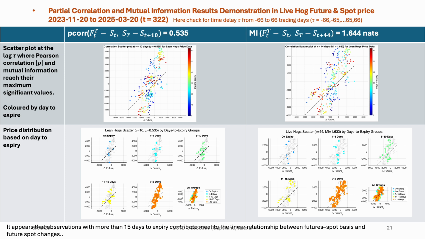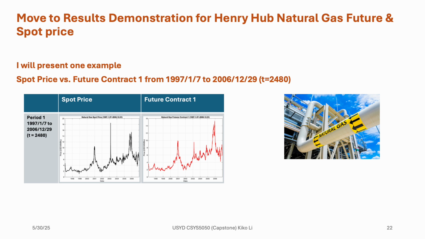I colored the data by days to expiry, and we could observe the price divergence for data far from the expiry day. Next, I will demonstrate the results for Henry Hub natural gas future and spot price.